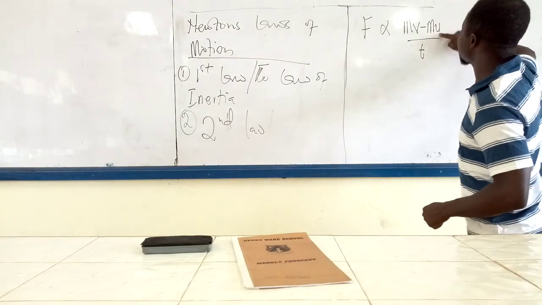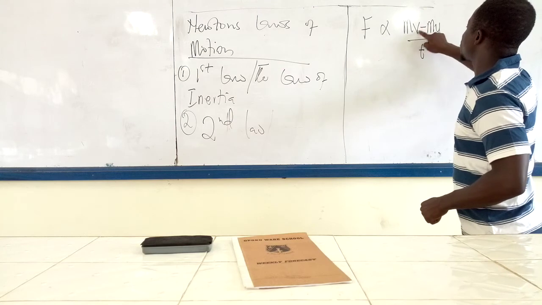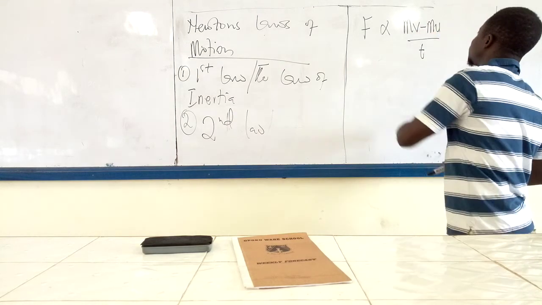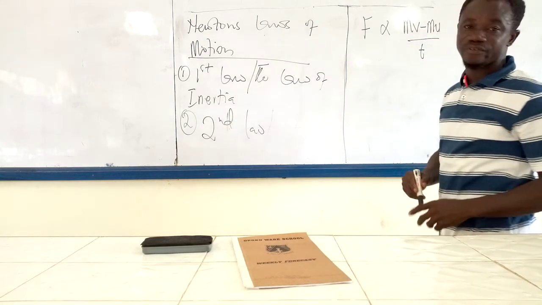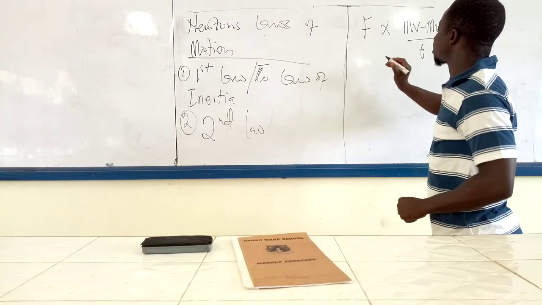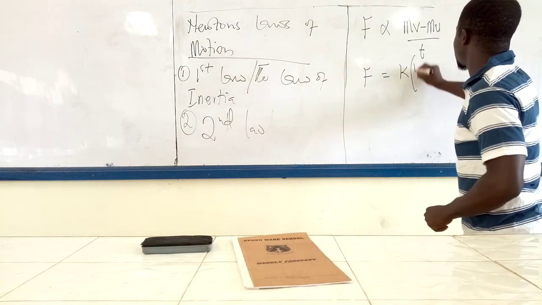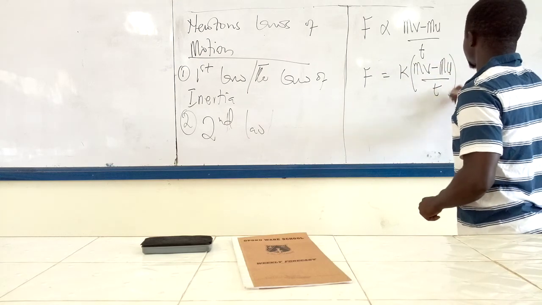So we multiply the initial velocity by the mass, and that gives us the initial momentum. We multiply the final velocity by the mass, and that gives us the final momentum. So mv minus mu all over t is proportional to F. When we remove the proportionality, I will introduce a constant. F is equal to a constant K into bracket mv minus mu all over t.